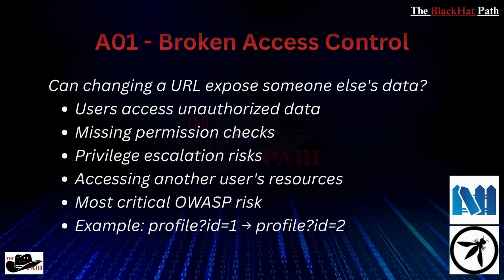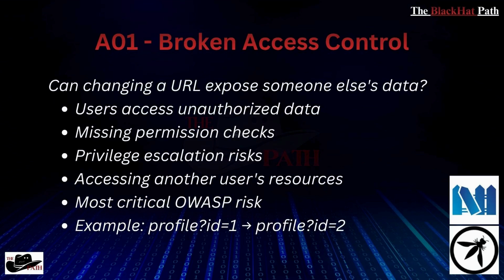Now let's start with the number one risk in the OWASP Top 10: broken access control. Imagine you logged into your bank account and opened this page: bank.com, account ID equals 105. Now suppose you simply change the number to 106 instead of 105, and suddenly you are looking at someone else's bank account. That would be a disaster. This happens because the application failed to verify whether you actually have permission to access that resource.